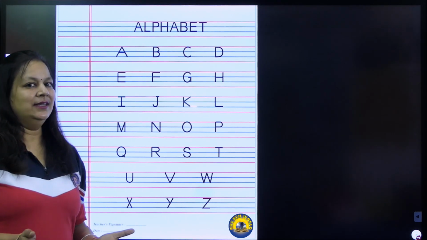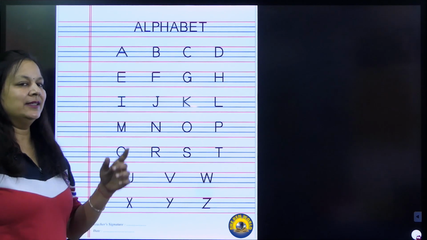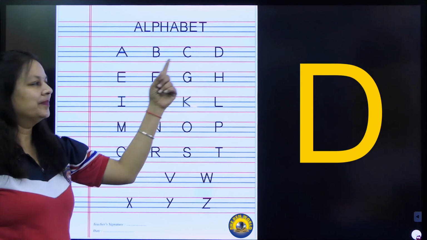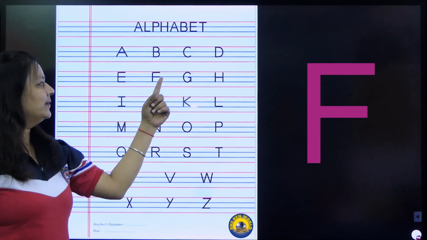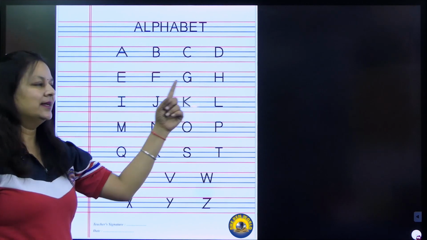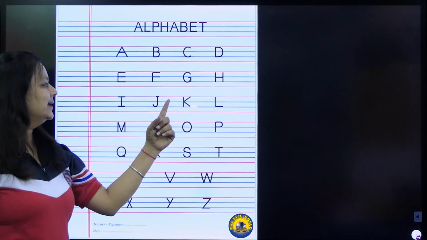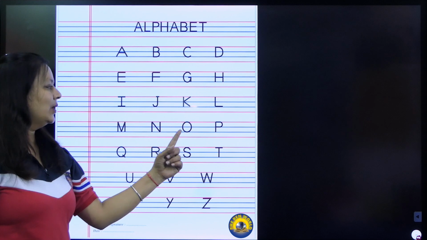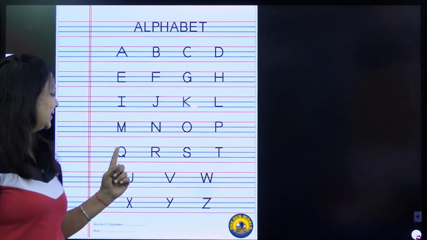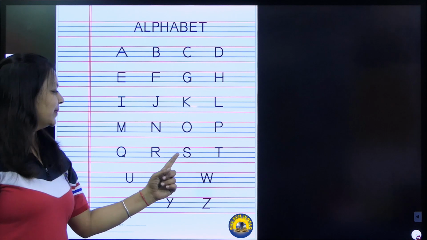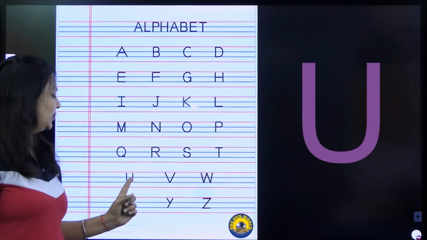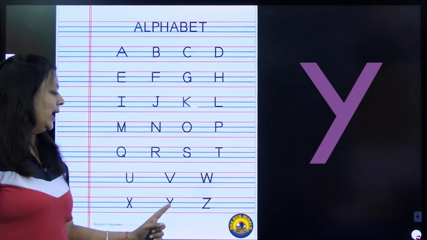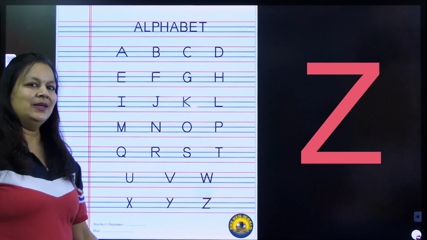Great. Have you learned? So let's revise our alphabet. A, B, C, D, E, F, G, H, I, J, K, L, M, N, O, P, Q, R, S, T, U, V, W, X, Y, and Z.